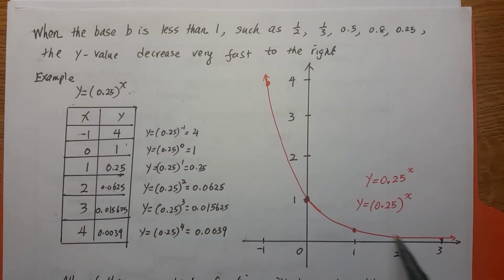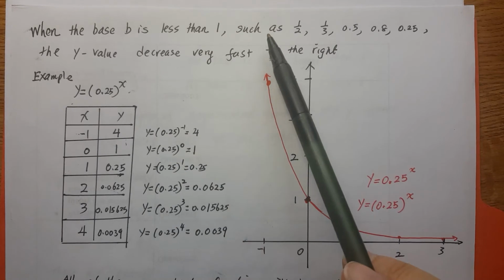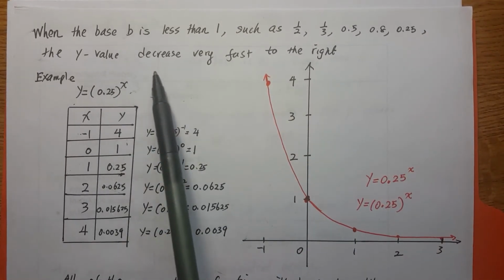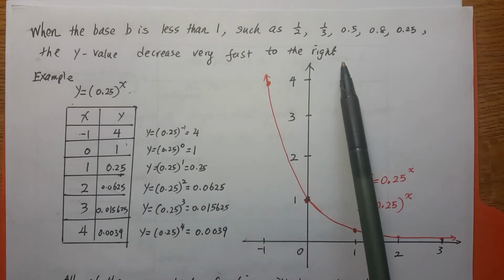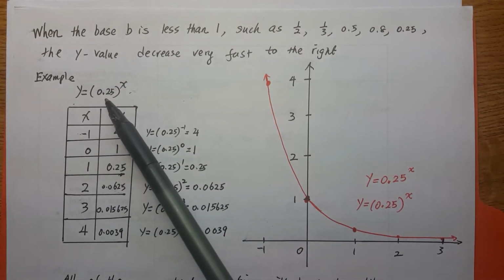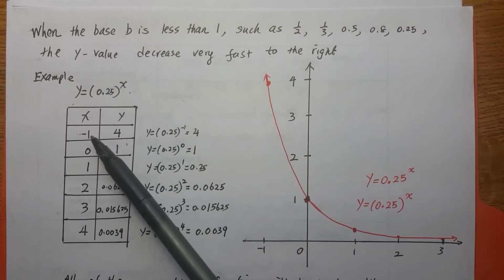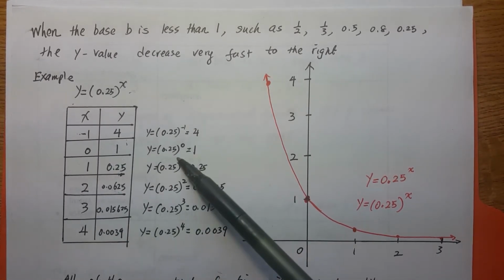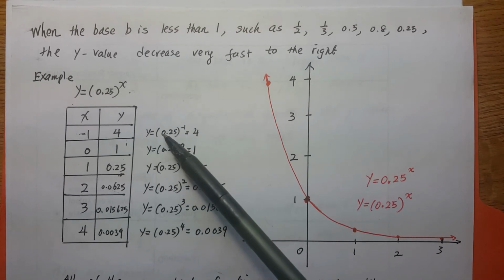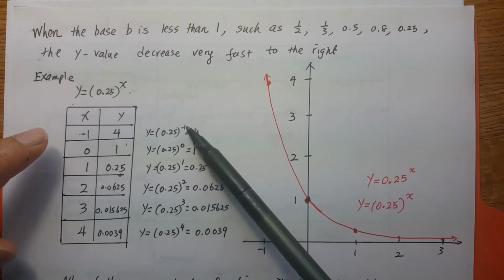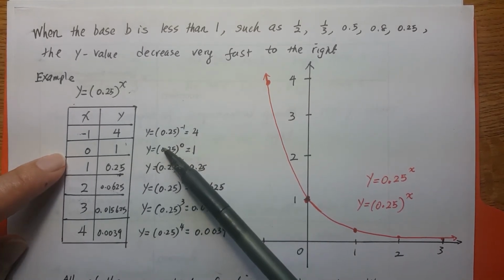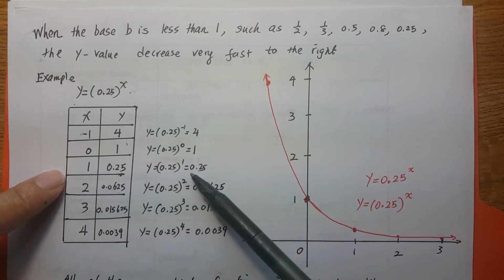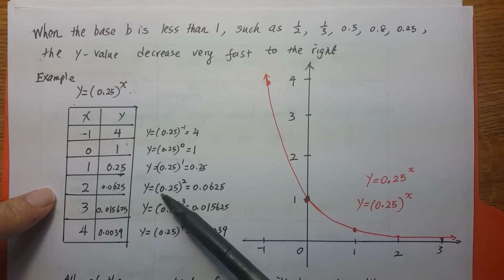So when the base b is less than 1 or smaller than 1, such as 1/2, 1/3, 0.5, 0.8, 0.25, the y value decreases very fast to the right. So I choose y equal to 0.25 to the x. So I chose the x values -1, 0, 1, 2, 3, 4, and I use a calculator to substitute. And then 0.25 to the -1, I get 4. And then you get 0.25 to the 0, you get 1. 0.25 to the 1, you get 0.25.